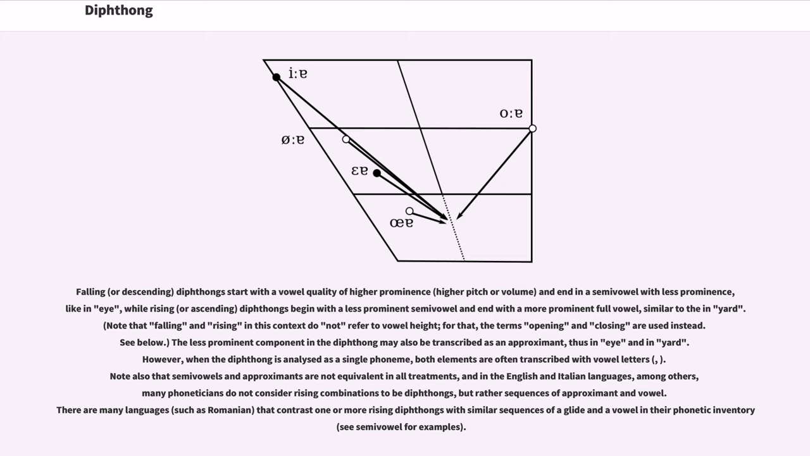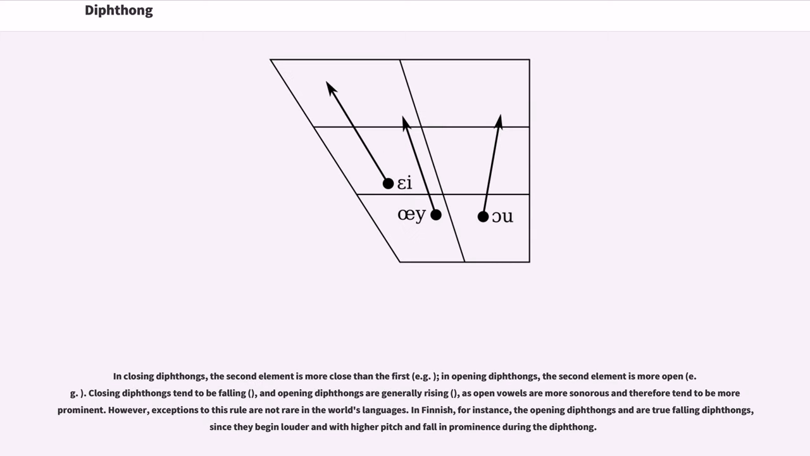Note also that semi-vowels and approximants are not equivalent in all treatments, and in the English and Italian languages, among others, many phoneticians do not consider rising combinations to be diphthongs, but rather sequences of approximant and vowel. There are many languages that contrast one or more rising diphthongs with similar sequences of a glide and a vowel in their phonetic inventory. In closing diphthongs, the second element is more close than the first.